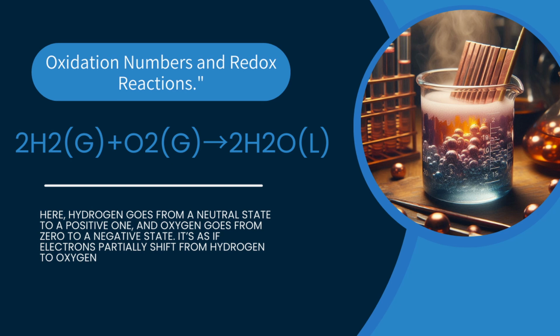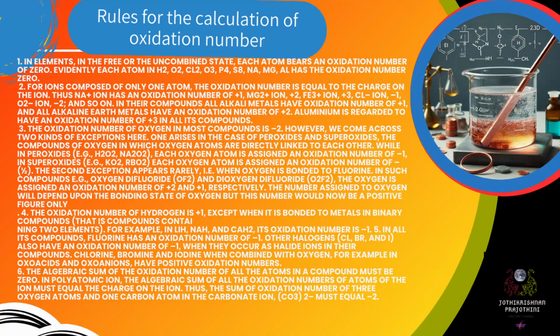This concept of oxidation number is a bookkeeping method. It helps track electron shift even when they aren't fully transferred, like in covalent bonds. Let's look at the rules for assigning oxidation numbers. In a free element, the oxidation number is 0.